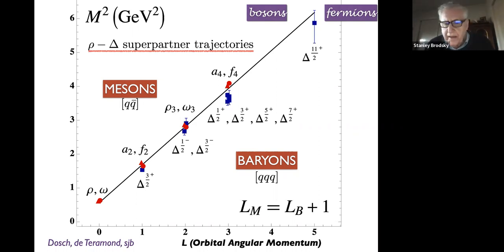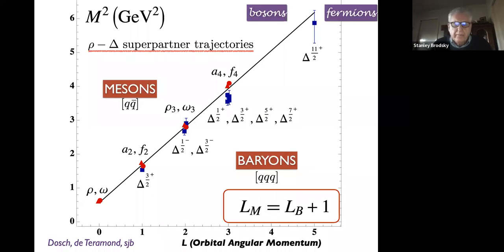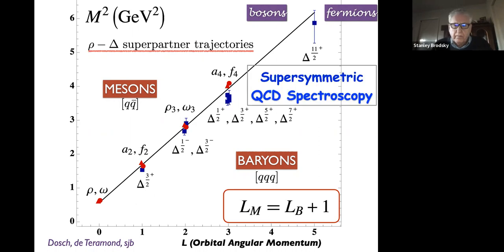And this is really not something we normally think about. We're not talking about squarks or gluinos. We're talking about ordinary hadron physics, a built-in feature. But the crucial fact is that when you plot the Regge trajectory in L, where L in the case of mesons is between quark and antiquark, and in the case of baryons between the quark and the diquark, then in fact they coincide. However, the meson has one unit higher than the baryon in the trajectory. And so the rho-omega does not have a partner, but the excitations do. So this is really supersymmetric QCD spectroscopy.